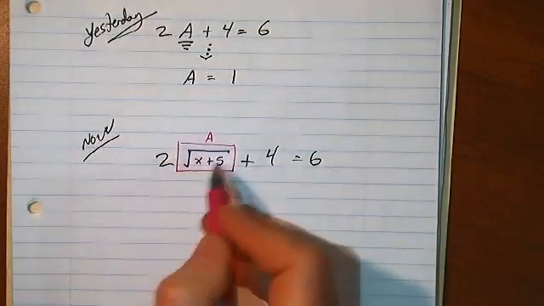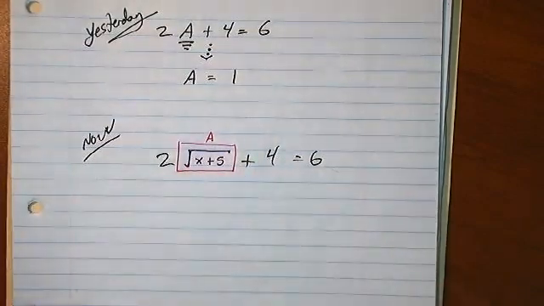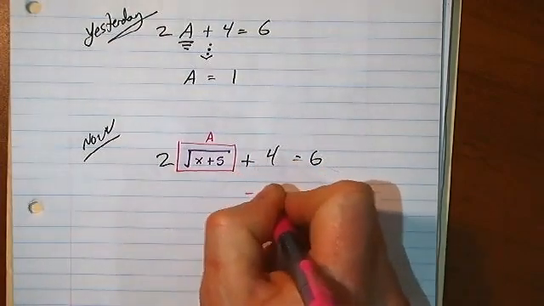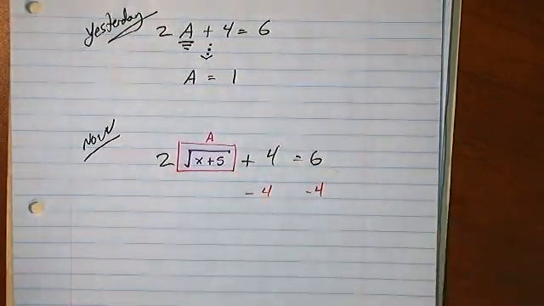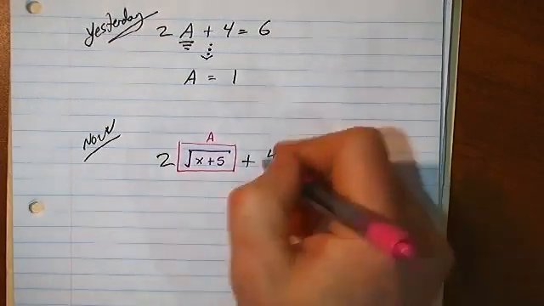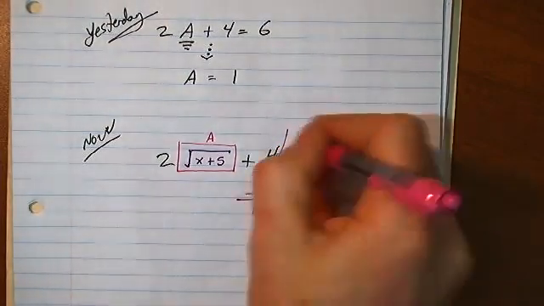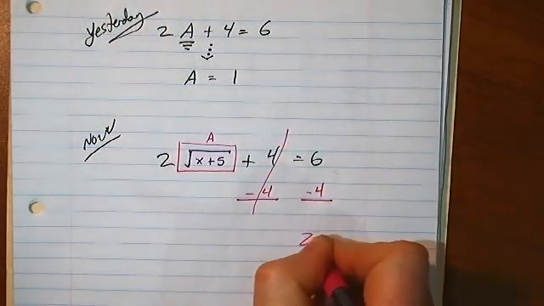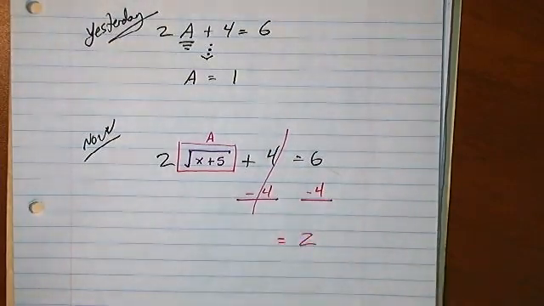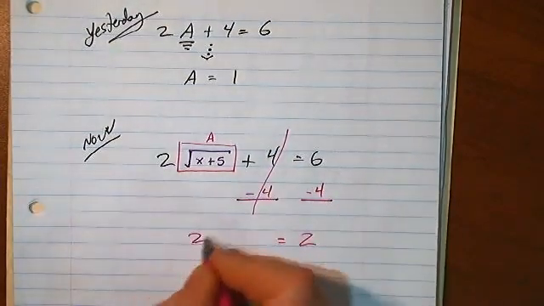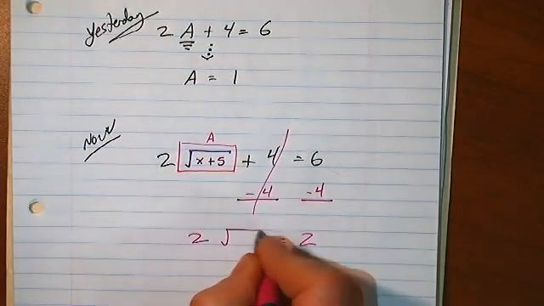And if I want to get that thing by itself, what I would do to begin with is move this 4 to the other side. Cancel that 4 out. These are gone. This is going to be 6 minus 4, which is 2, right? We know what this is because we just did it. And that leaves me with 2 times the thing that I don't know.